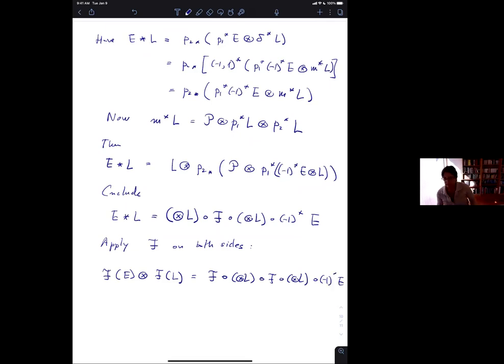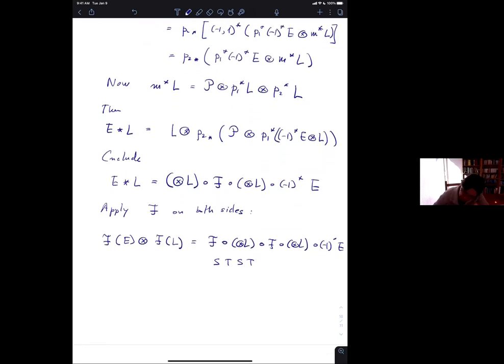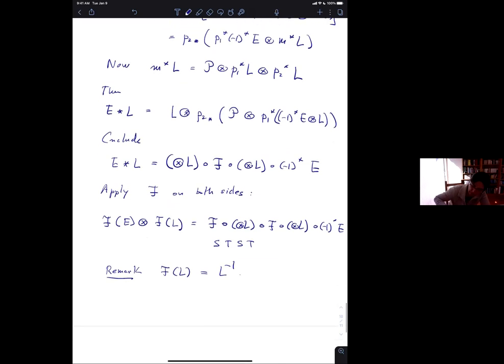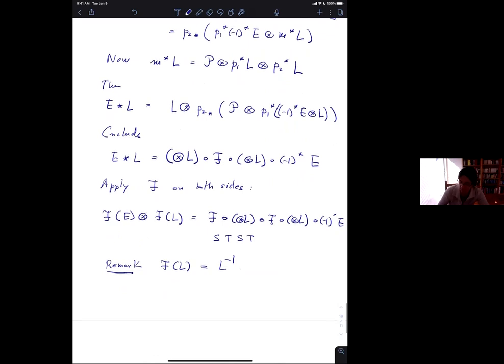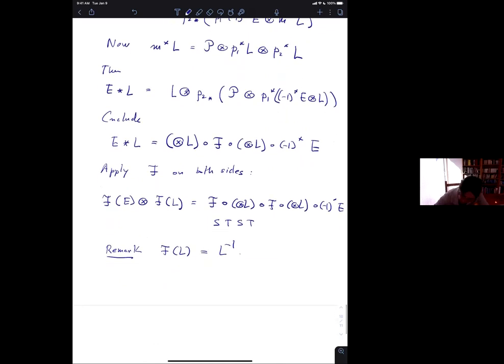Okay, so this is almost, so if you think about this, this is ST we have here. Then we have the right hand side, so we're almost done. And the main point is what is this F of L? Again, this is easy to calculate, but in fact, F of L is L inverse. If you run the polarization through the Fourier Mukai, through the functor itself, you get the inverse. And this is just really by definition.